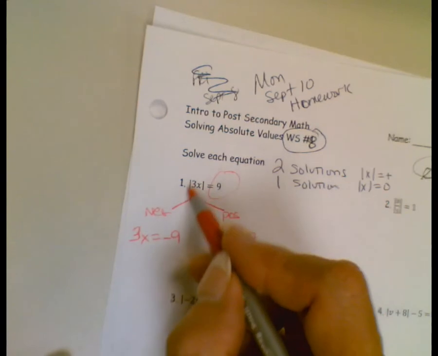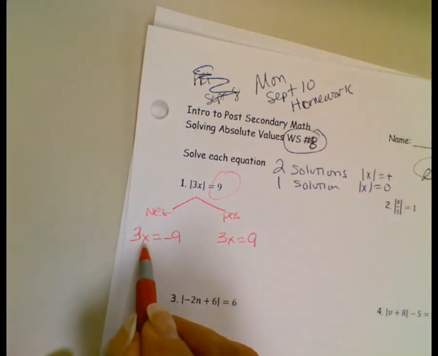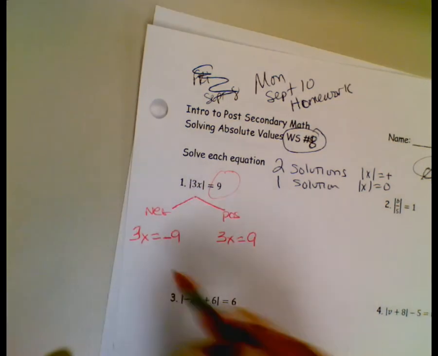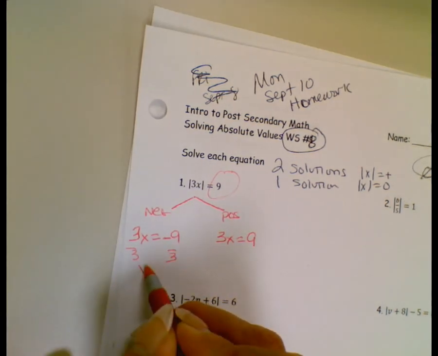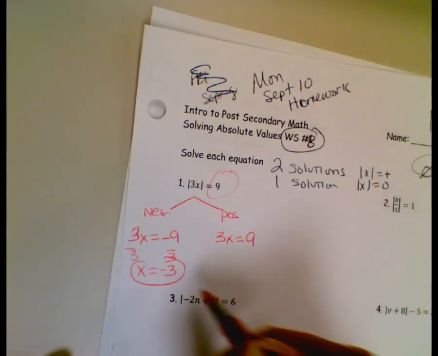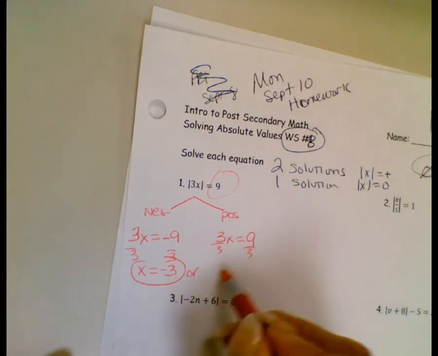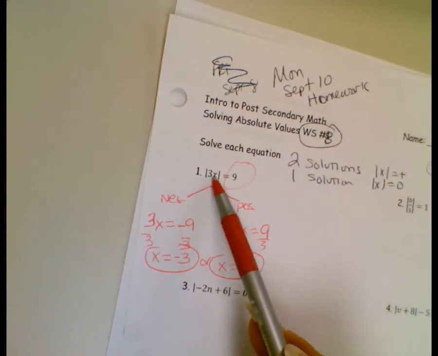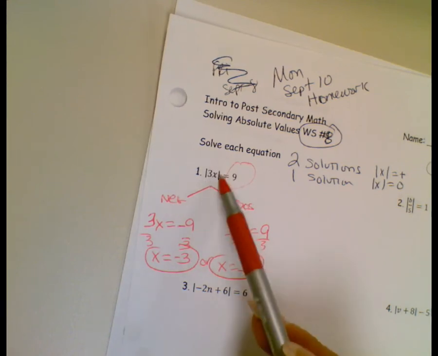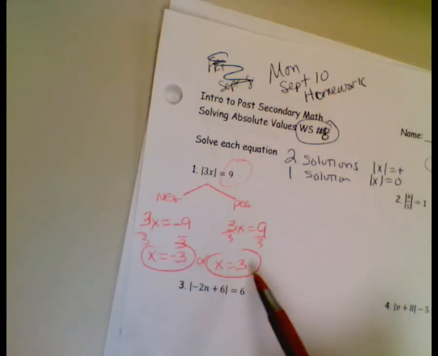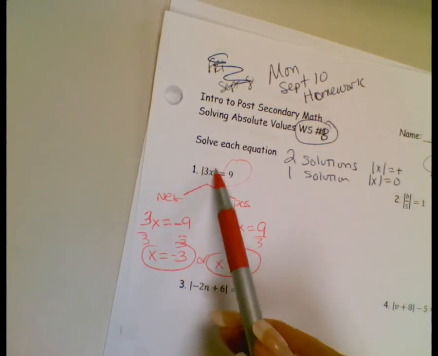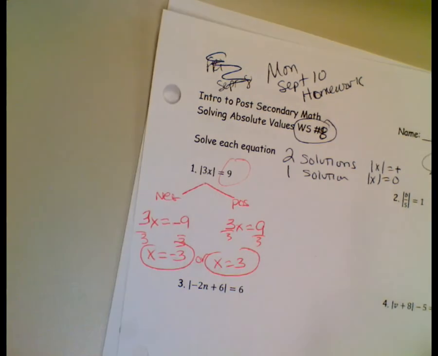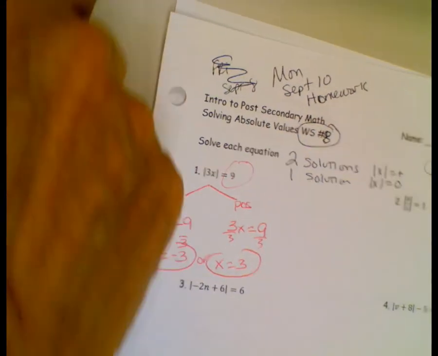So in here it can be 9 or negative 9. So we're going to figure out what x would have to be to make that a negative 9. And we're going to figure out what x would have to be to make this a positive 9. So we're going to solve both of our equations. So one of your answers is negative 3. Or divide by 3. One of your answers is 3. Think about this. Negative 3. What's 3 times negative 3? It's negative 9. What's the absolute value of negative 9? 9. Put a 3 in. 3 times 3 is 9. Absolute value of 9 is 9. So this answer makes it a negative 9. This answer makes it a positive 9. So you need two answers before you're done.